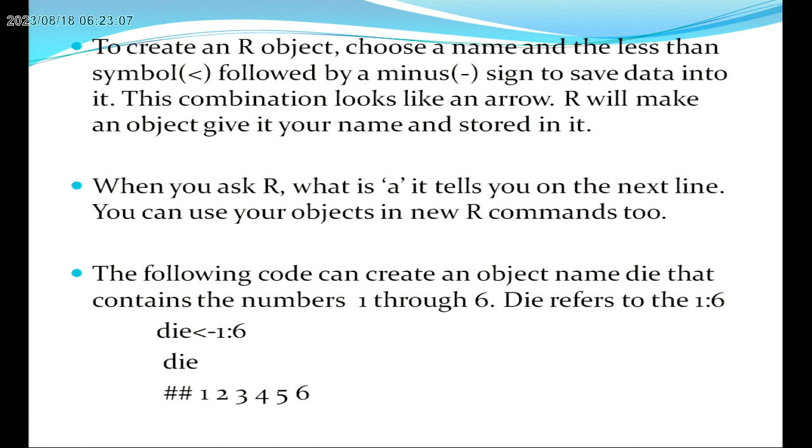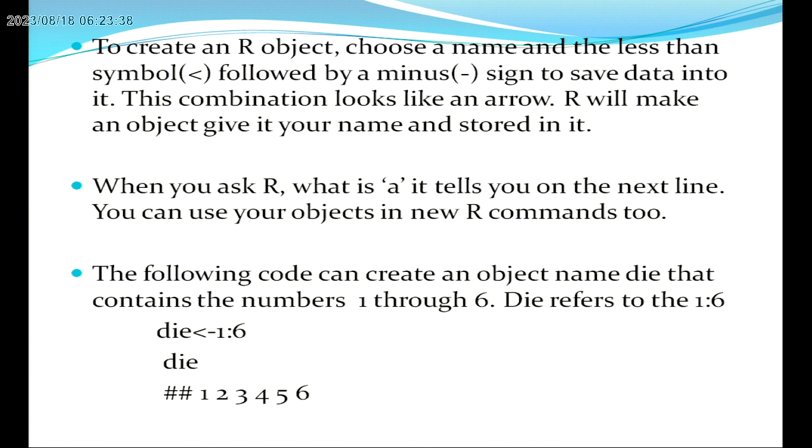To create an object, choose a name and then the less than symbol followed by a minus sign to save data into it. The combination of the less than symbol and minus is called the assignment operator, and it looks like an arrow. R will make an object, give it a name and store data in it. When you ask R what is A, it tells you on the next line. You can use your objects in new R commands too.